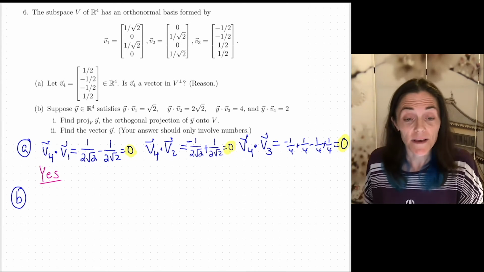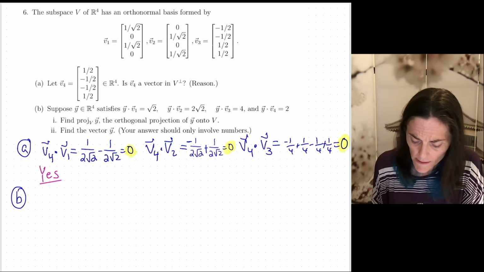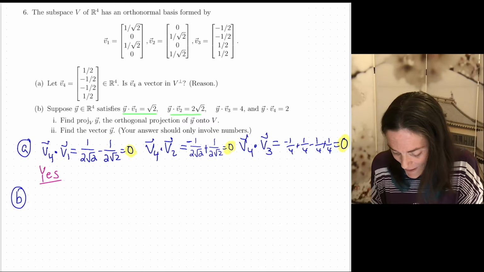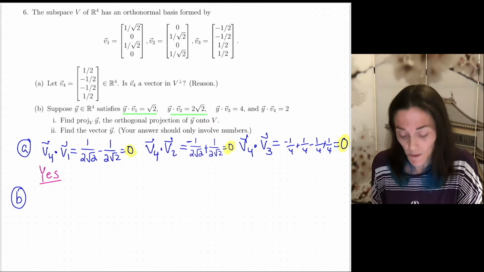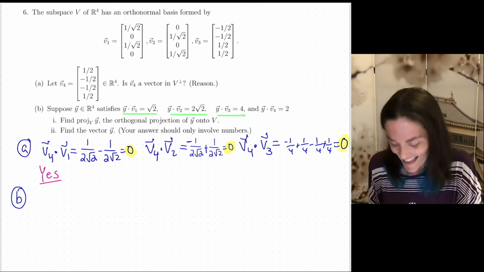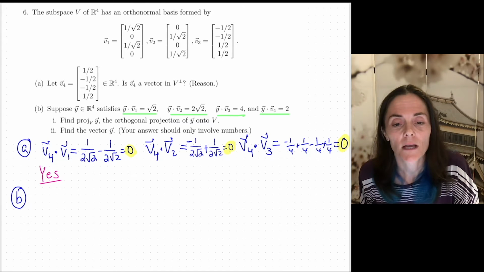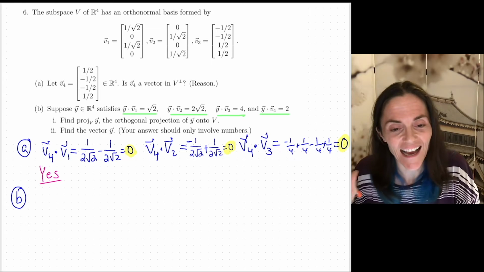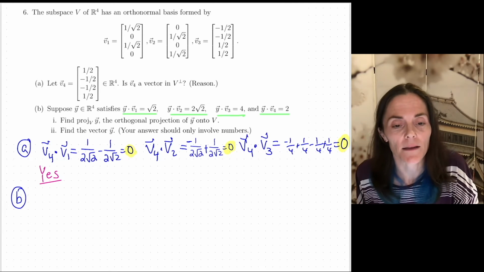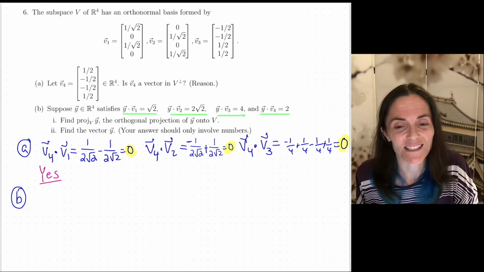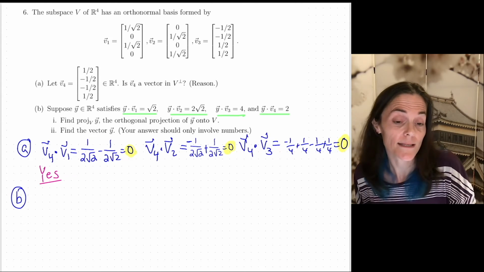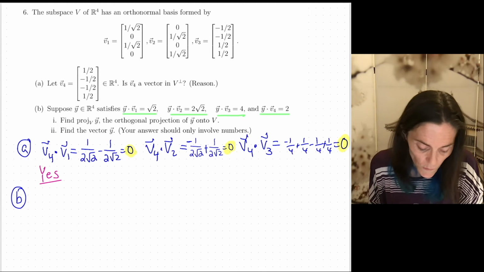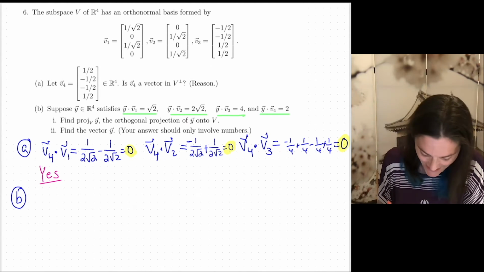We are told Y is a vector in R4, and it satisfies some things, okay? In particular, Y dot V1 is the square root of 2. Y dot V2 is 2 times the square root of 2. Y dot V3 is 4, and Y dot V4 is 2. Just knowing this and not actually having our hands on Y, although we will when we do part II, we should find the projection of Y onto V, and similarly find Y itself, okay? Well, first of all, we'll do the projection. Then I will talk about Y itself.